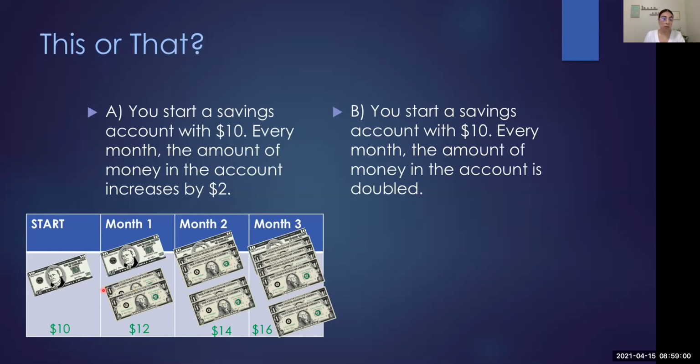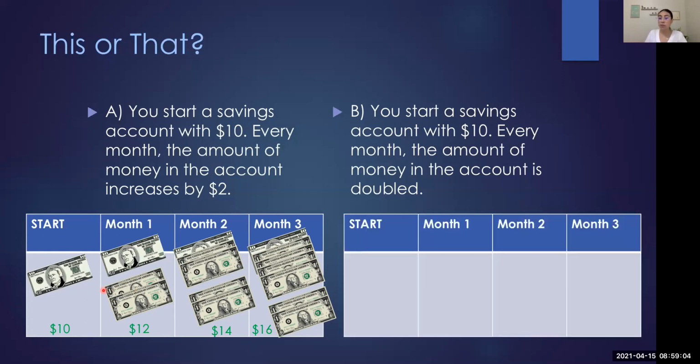So what makes B better? Well, let's actually take a look at option B. It says we start off our account with $10, so I'm still starting with $10. That's the same. But what happens after that month passes? Well, every month your amount is going to double. So if we have $10 to start with, double it means I get another 10. So now I have $20.